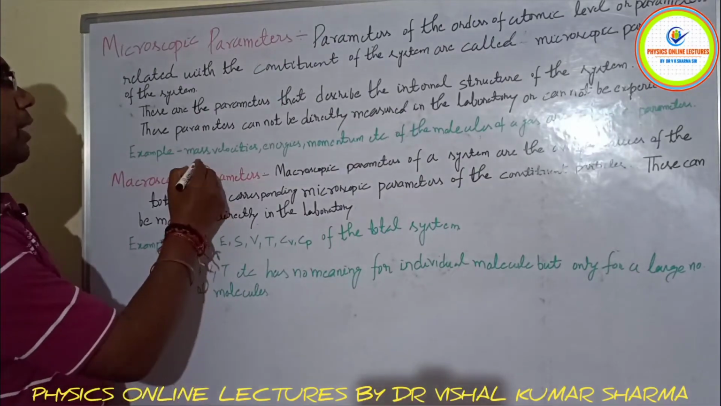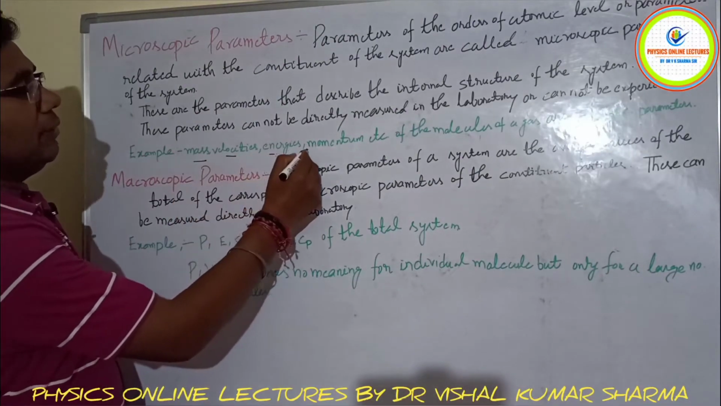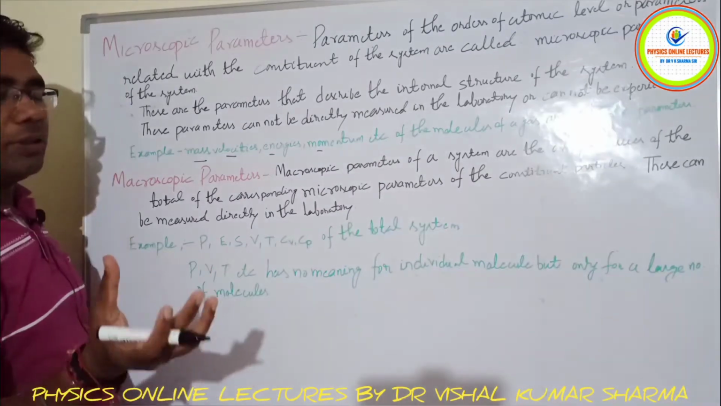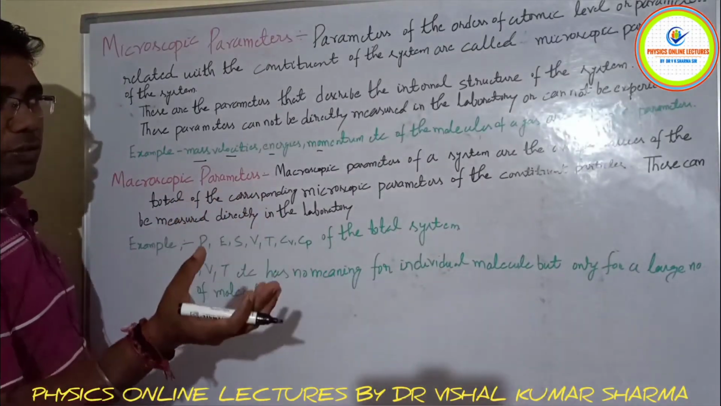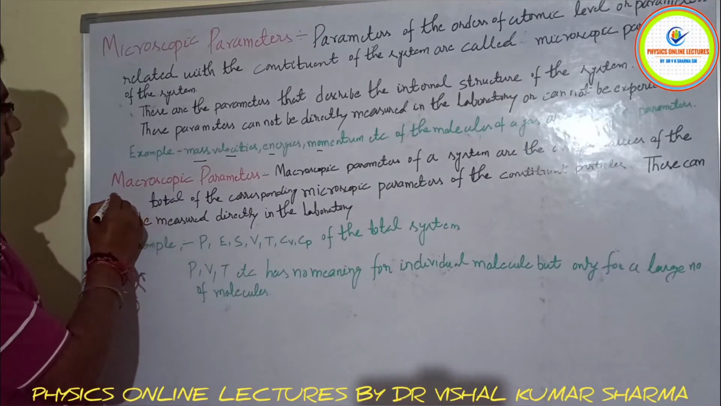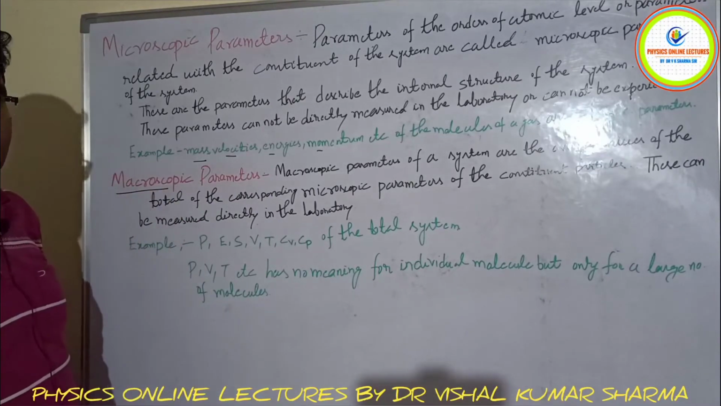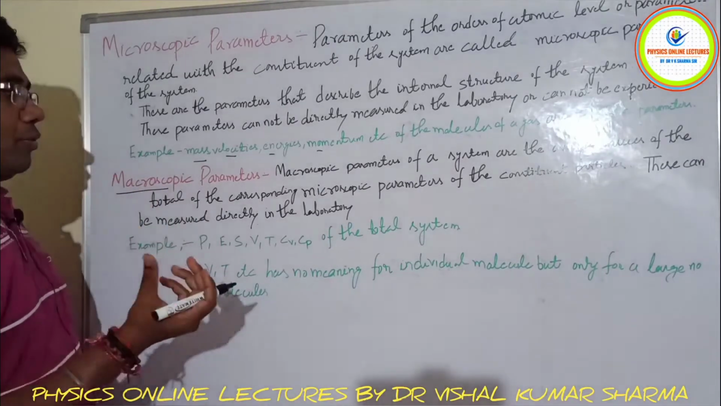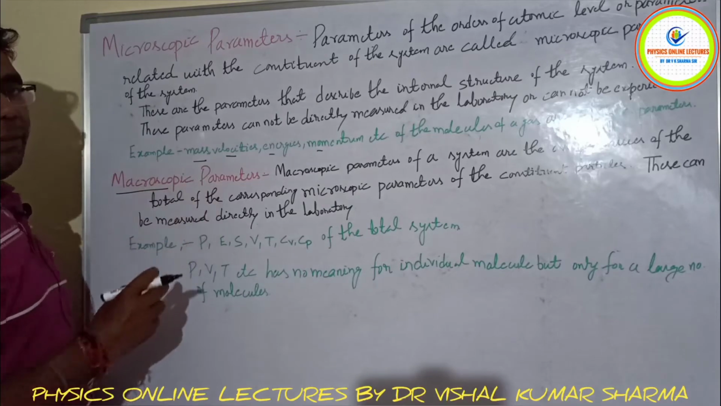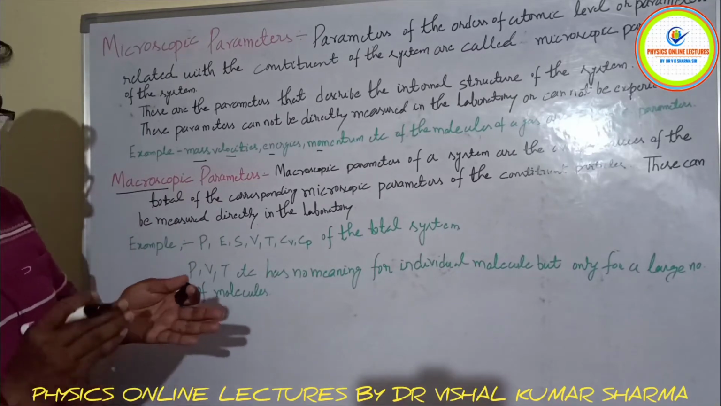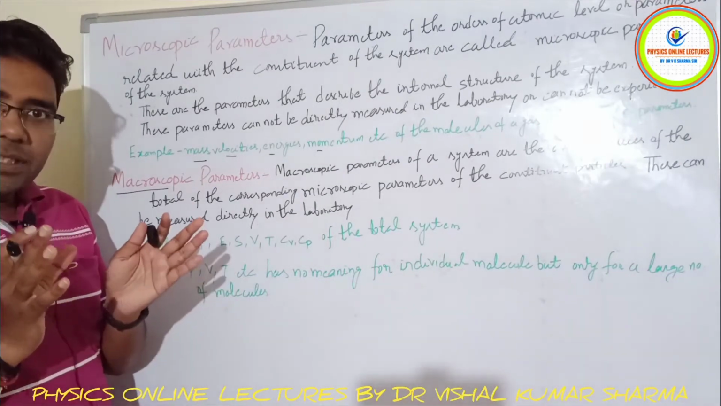of a molecule of a gas are the microscopic parameters. So for example, we have mass, velocity, energy, momentum. These are the properties related with the molecules of the gas, and they are the microscopic parameters. On the other hand, we have the macroscopic parameters. As I said earlier, these are also called the thermodynamic parameters.